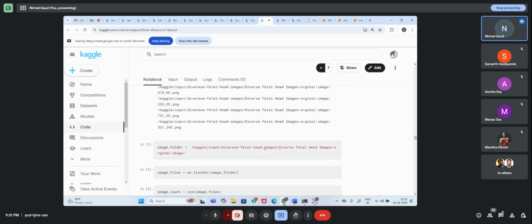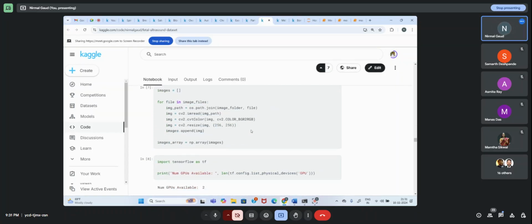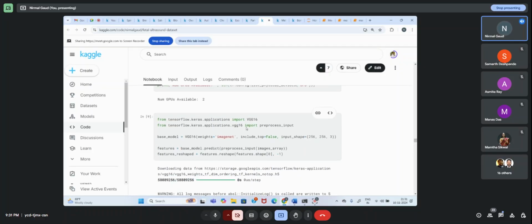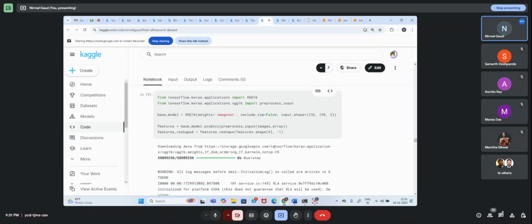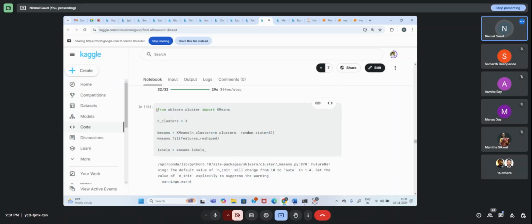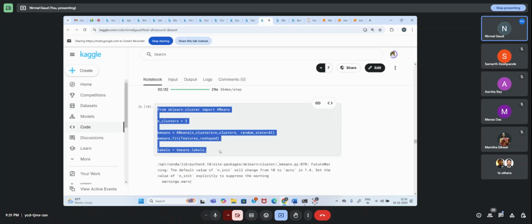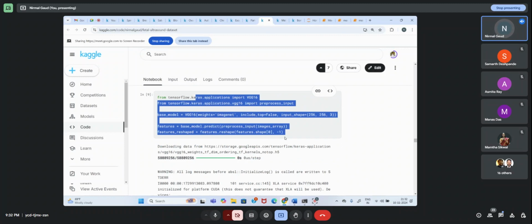Okay. All the images are in one folder only. This kind of data I was having. Then I applied VGG16 and extracted features from the images. Then I applied K-means clustering to create separate clusters from these features. That's what I did.